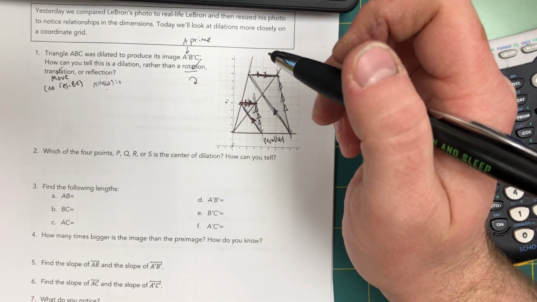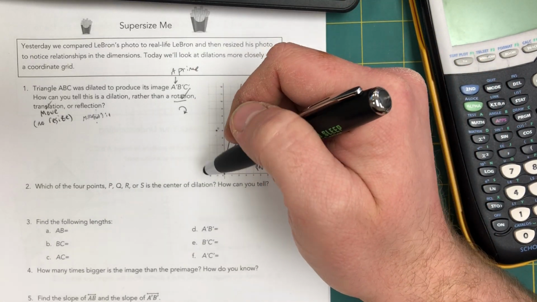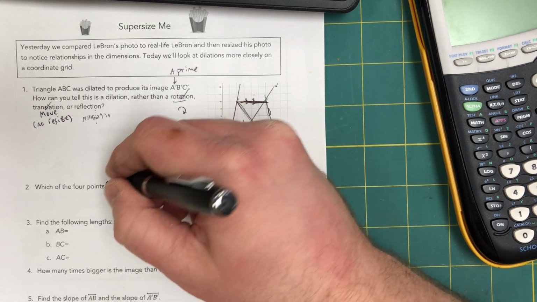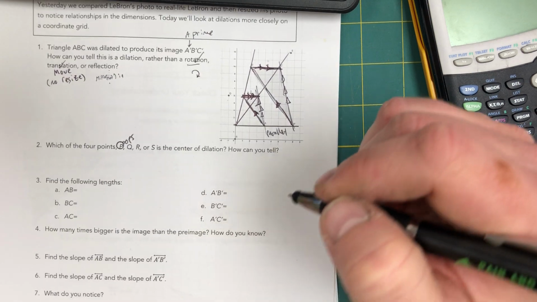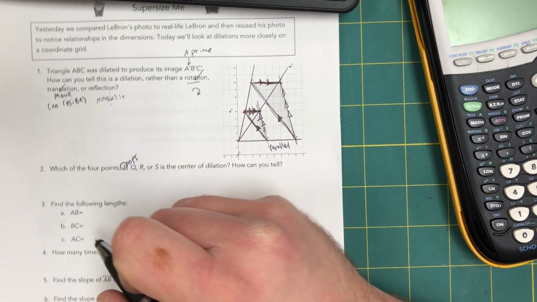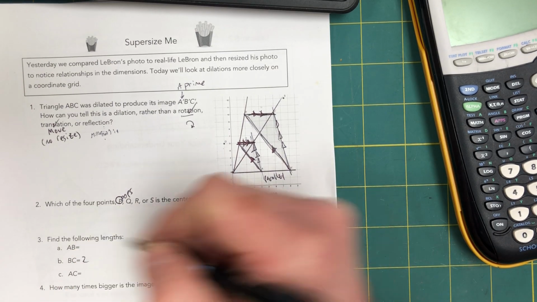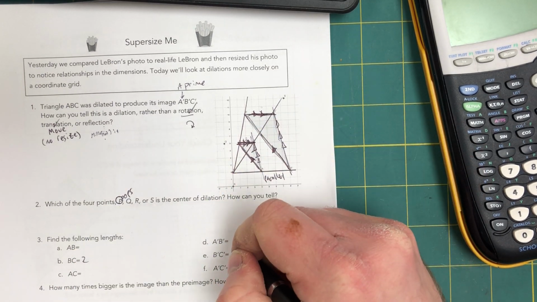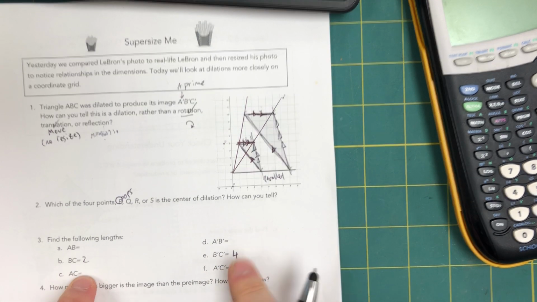Okay. So which of the 4 points is the center of dilation? I spoiled it. Oops. All right. Find the following lengths. All right, let's start with the easy ones, right? BC is 2, right? And then B prime, C prime is 4. So that would mean that our scale factor, we double this to get to that, right?